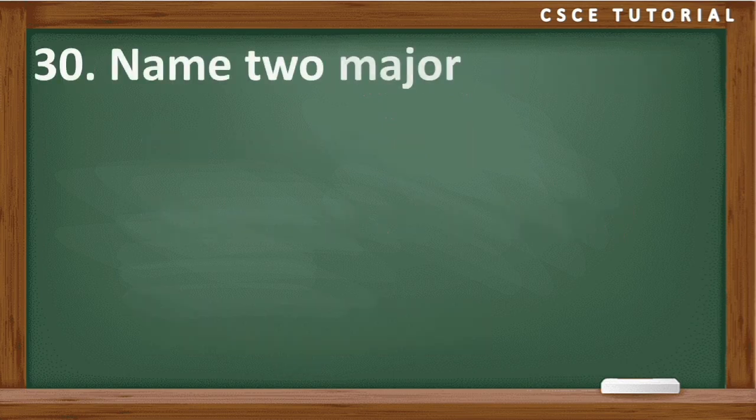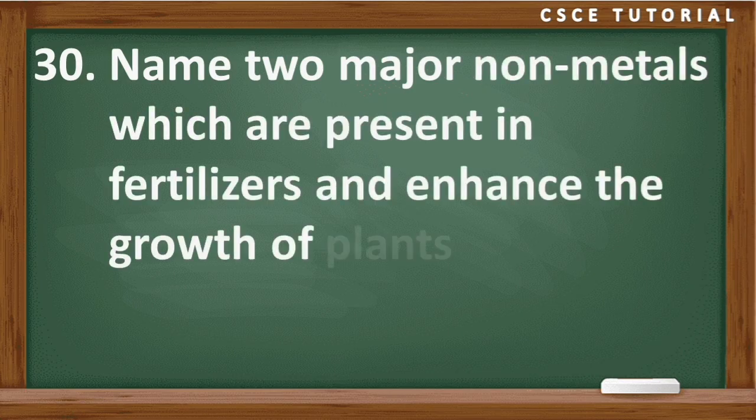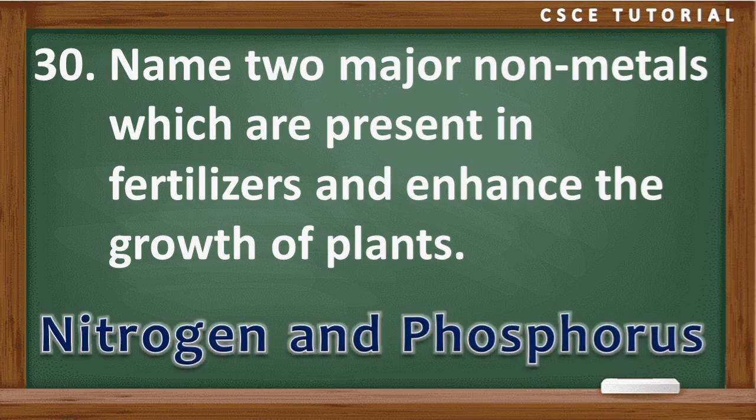30th, name two major non-metals which are present in fertilizers and enhance the growth of plants. Its answer is nitrogen and phosphorus are present in fertilizers and enhance the growth of plants.